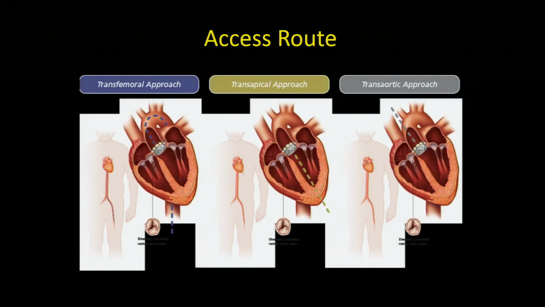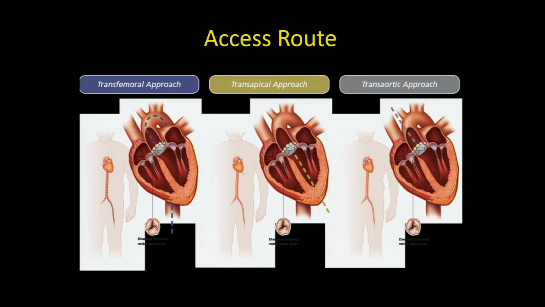As I mentioned, the preferred approach is transfemoral. Right now, the sheaths are either 14 or occasionally 16 French in size. So that's the equivalent of what we use for the Impella device that goes in the OR to give you a reference.